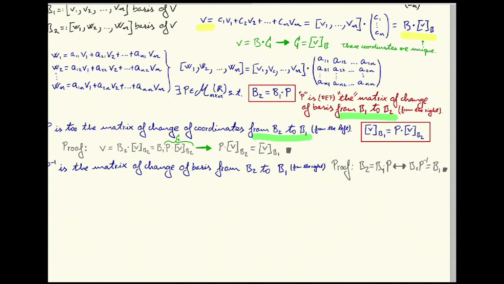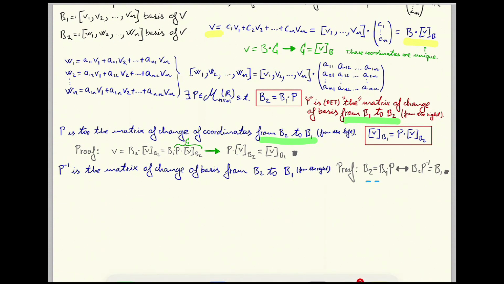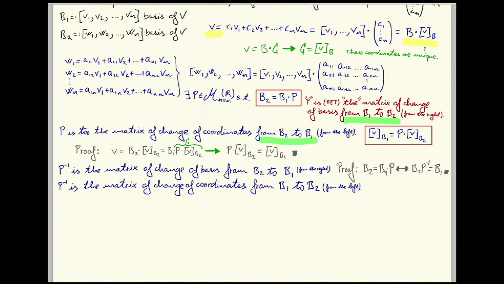Obviously, if B2 equals B1 times P, multiplying both sides times P minus 1, we get that B2 times P minus 1 equals B1. In a similar way, P minus 1 is the matrix of change of coordinates from B1 to B2. And these are the three results that you must be aware of and familiar with, because they are the ones that we use all the time.